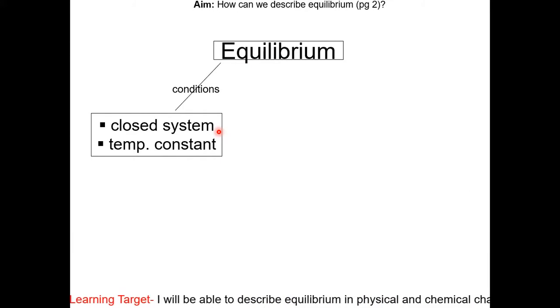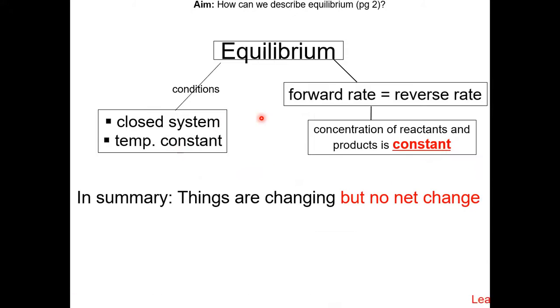Here's a summary of what we talked about so far. In order for something to be at equilibrium, it must be a closed system and the temperature must be constant. In addition, the forward rate must be equal to the reverse rate. The concentrations of the reactants and products are constant. In summary, things are changing, but there is no net change in the system.